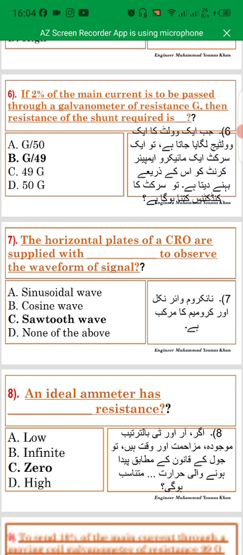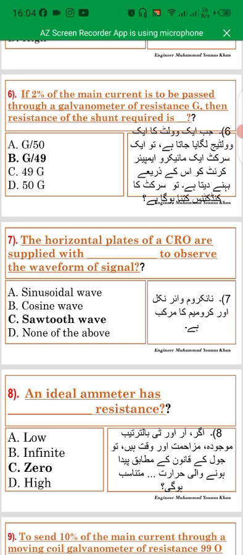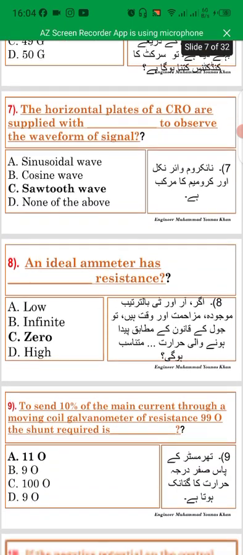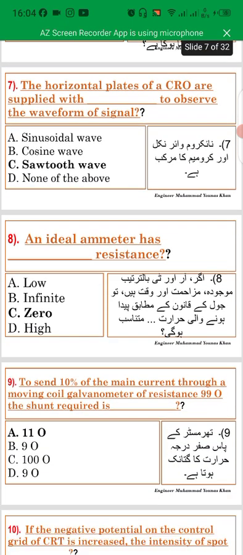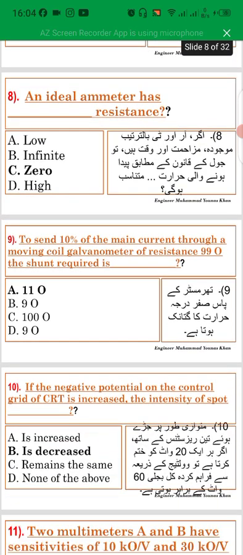If 2% of main current is to be passed through a galvanometer of resistance G, then the resistance of the shunt required is G by 49. The horizontal plates of a CRO are supplied with sawtooth wave to observe the waveforms of signal. An ideal ammeter has zero resistance.